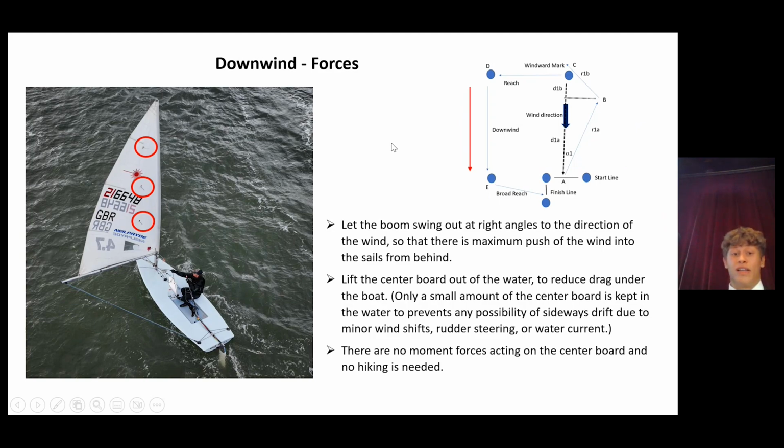You can also see that there are no moment forces going from port to starboard, or left to right, which means I can sit in the boat and relax my legs, which is always fun. I am now trying to keep the boat flat and still without having to really use my body as much as a moment.